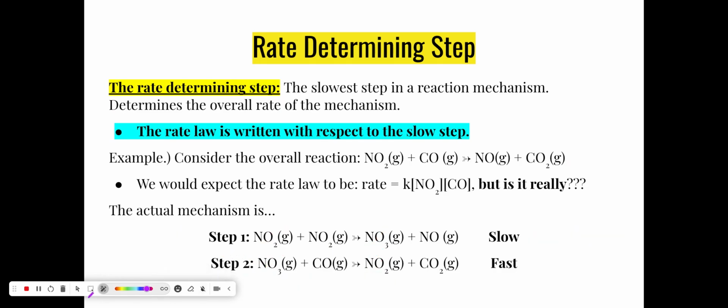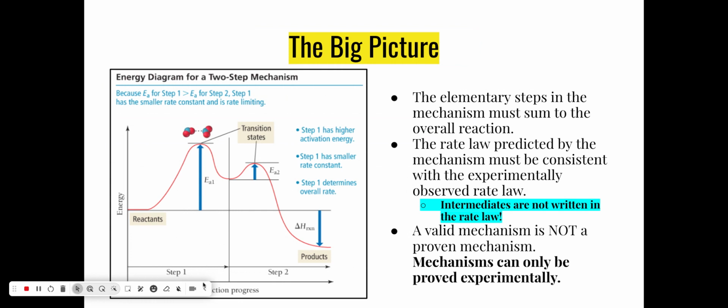Okay, let's continue. If we look at the big picture here, guys, this is an energy diagram for a two-step mechanism. And an energy diagram, as we've talked about in the previous section, shows you how much energy is required for a chemical reaction to occur, right? In other words, it kind of outlines the reaction pathway.